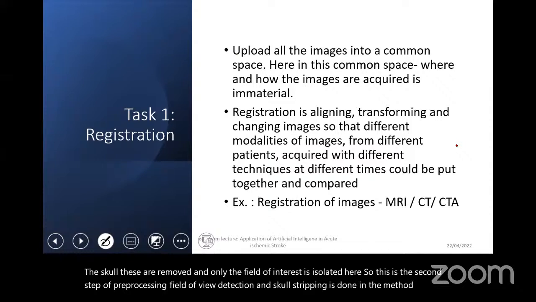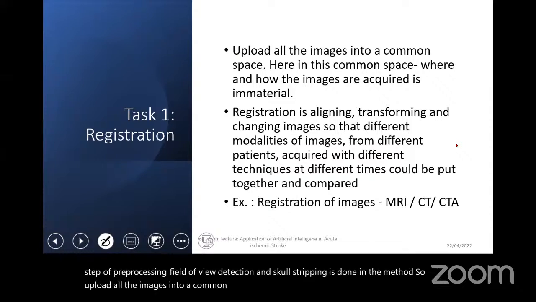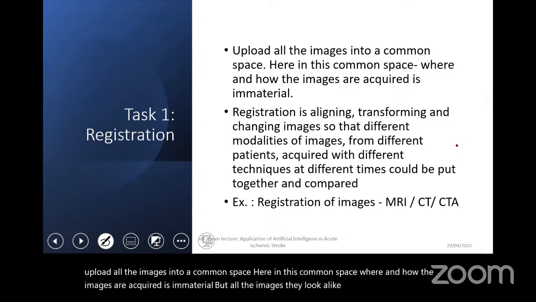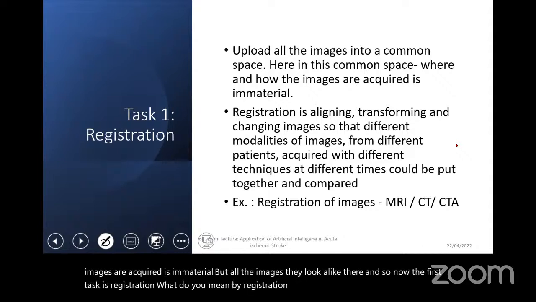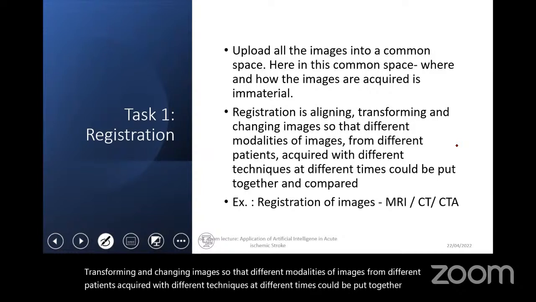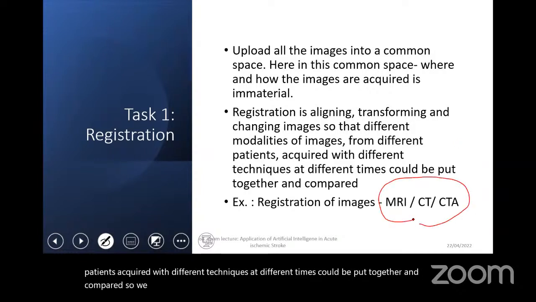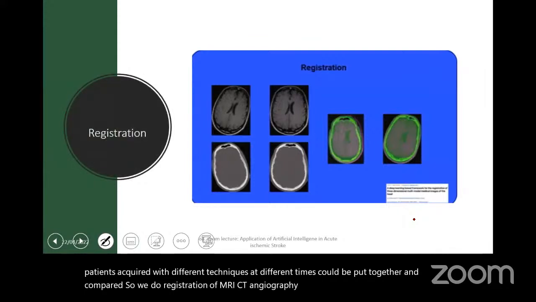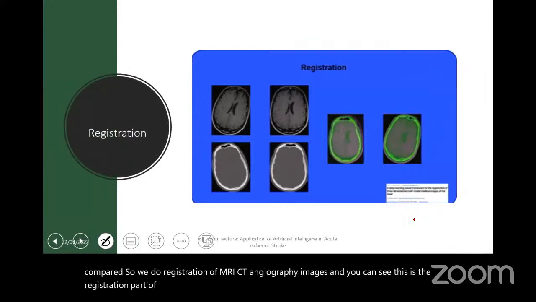So upload all the images into a common space. Here in this common space, where and how the images are acquired is immaterial, but all the images look alike there. So now the first task is registration. What do you mean by registration? It is aligning, transforming, and changing images so that different modalities of images from different patients, acquired with different techniques at different times, could be put together and compared. So we do registration of MRI, CT, angiography images. And you can see this is the registration part of the task which we are doing.